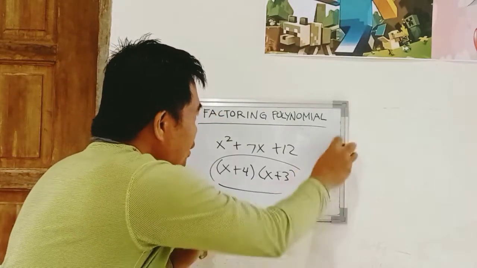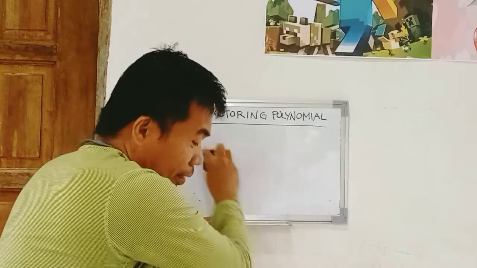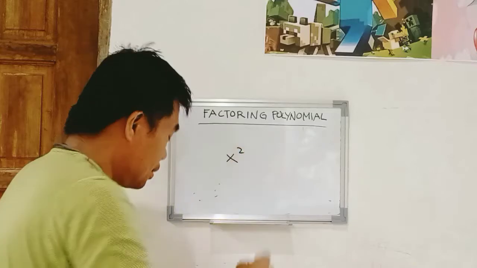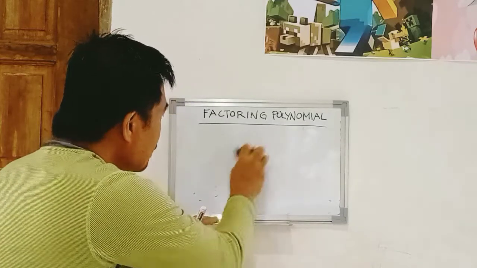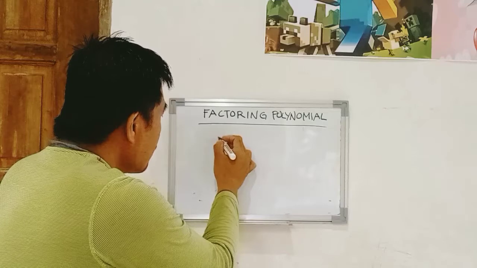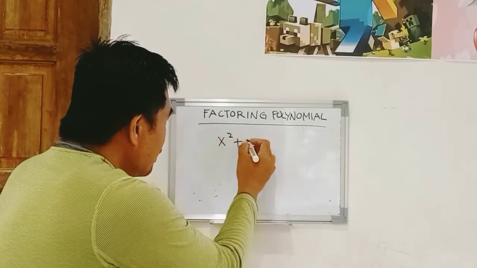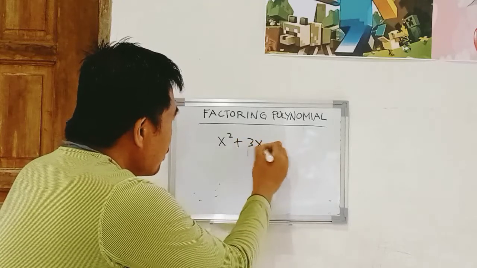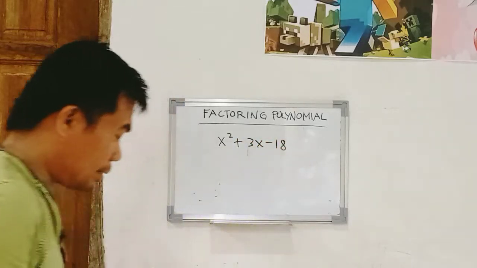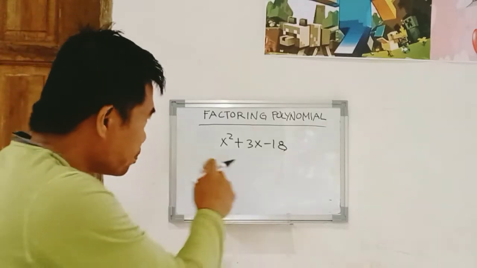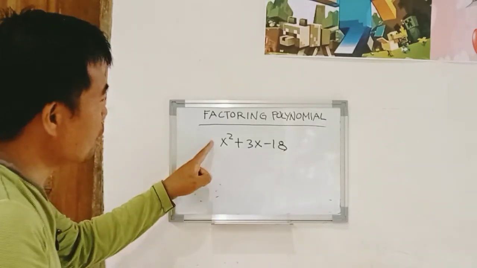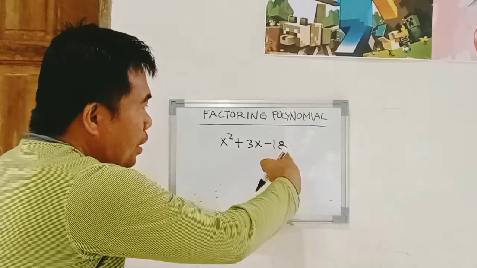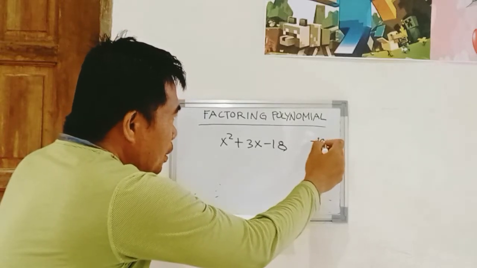So another example is x squared plus 3x minus 18. So same, the leading coefficient is 1 and we have to factor out this last term, negative 18.